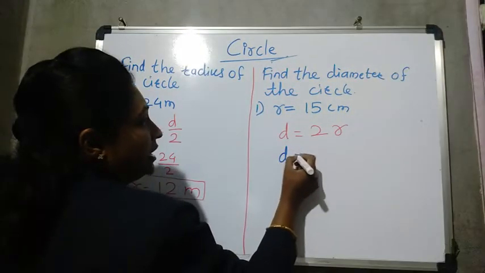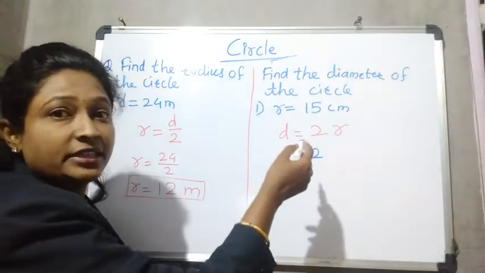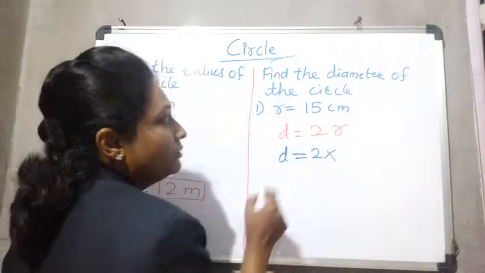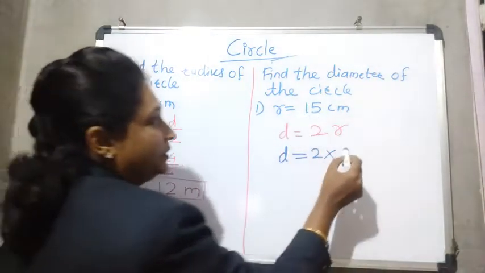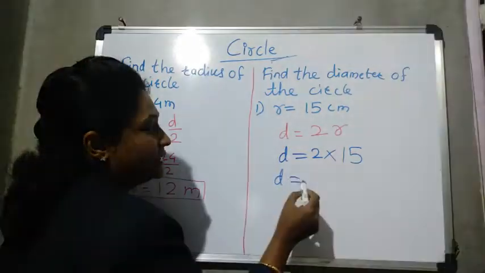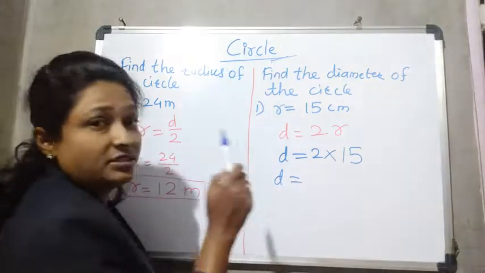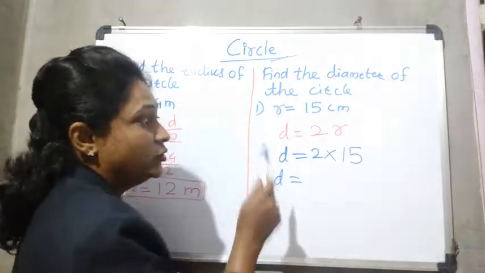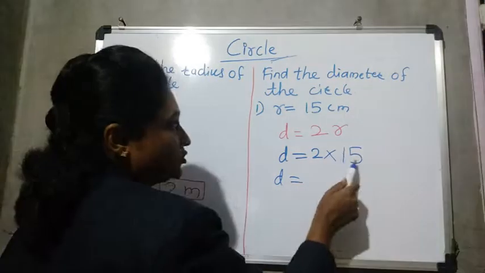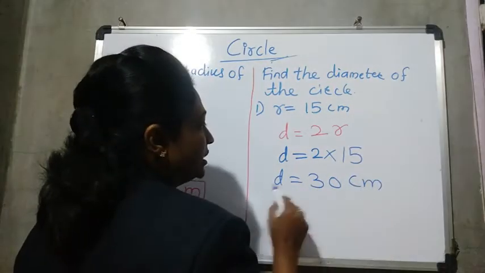See, diameter is equal to 2 times, I told you that nothing is there, means multiplication sign. So 2 multiply radius, what they given? 15 centimeters. So 15 we will write here. So diameter we will get, see, 2 15s. For this also you should know the tables, then only you can do the calculation very easily. So 2 15s are 30, I am writing here. So diameter we will get 30 centimeters.